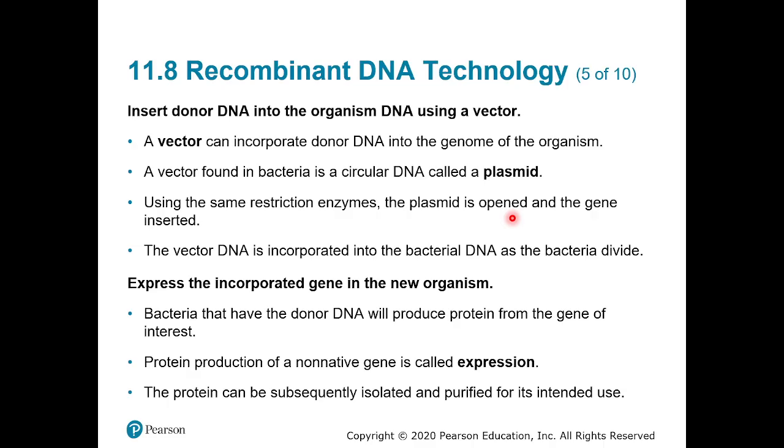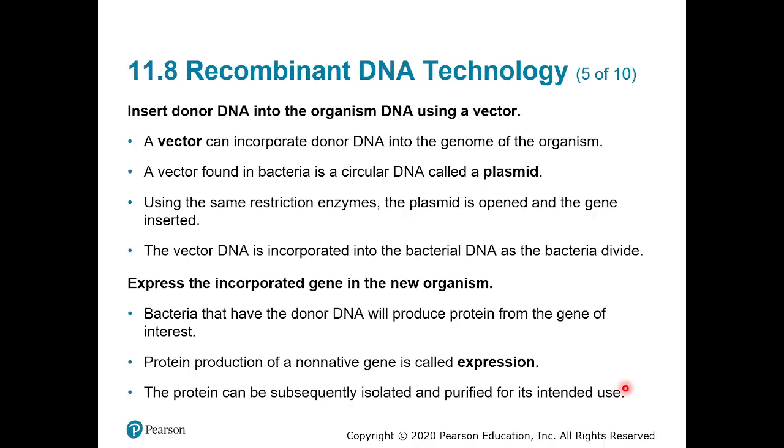Using the same restriction enzymes, we can actually open that plasmid and we can insert that gene. The vector DNA is then going to be incorporated into your bacterial DNA, and that's going to be as the bacteria divide. You're going to replicate it over and over. You'll then express the incorporated gene in the new organism, and so the bacteria is going to have that DNA that's going to be produced, the protein, on that gene that we inserted. That protein is then going to have non-native genes. That's called expression. The protein can be subsequently isolated and purified for its intended use.